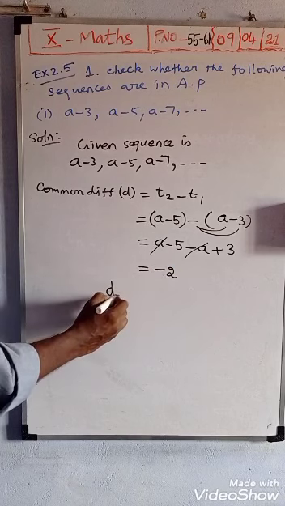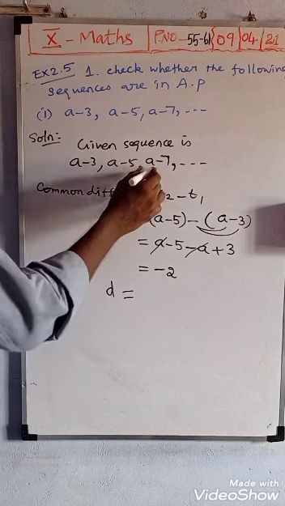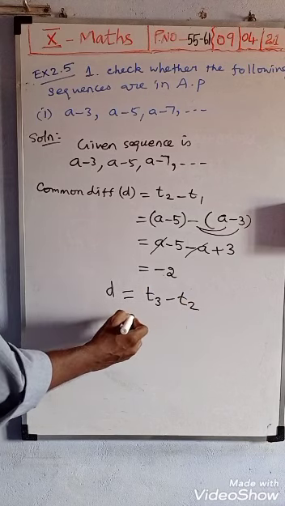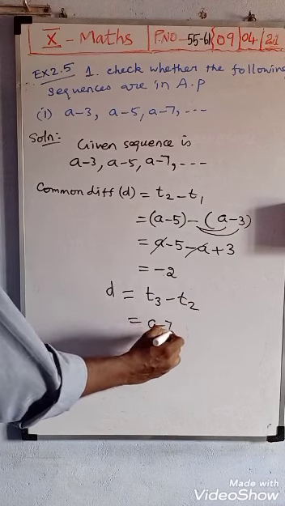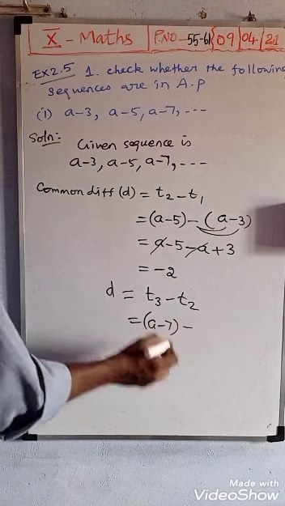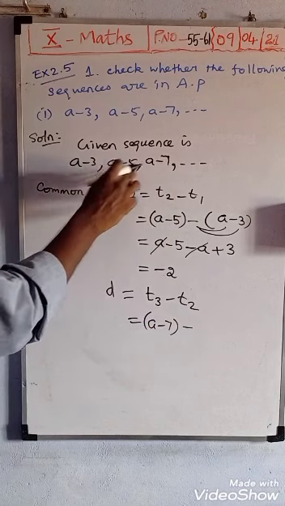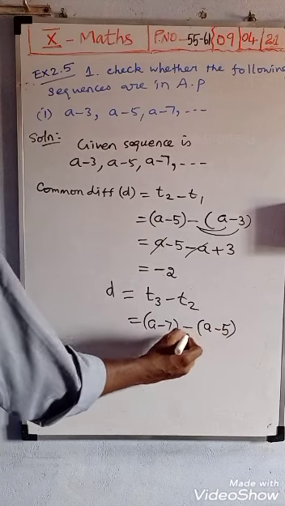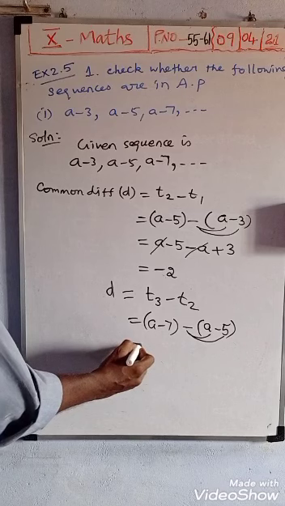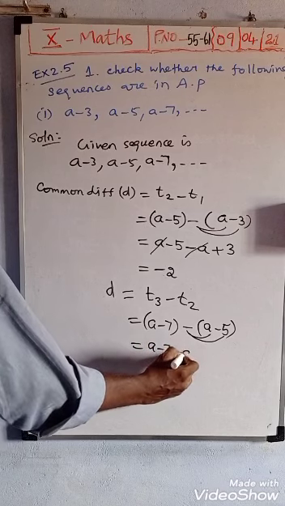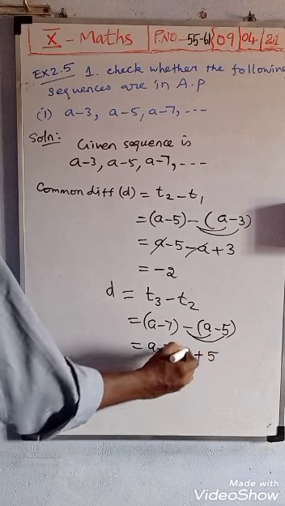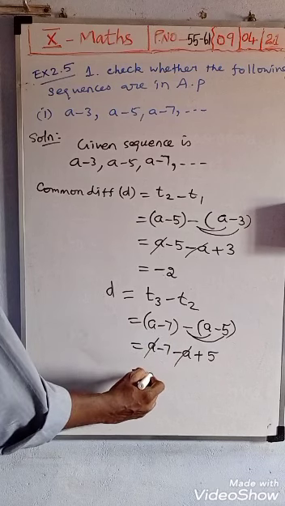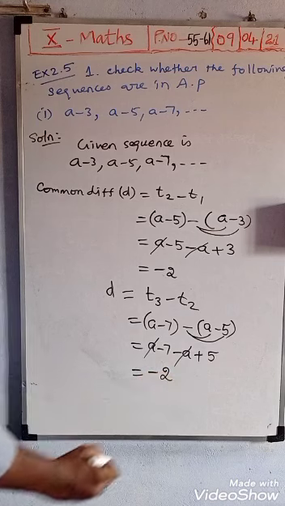Next, again you want to check the common difference, this is t3 minus t2, third term minus second term. So a minus 7 minus (a minus 5). Again this minus is common, so a minus 7 minus a plus 5. Minus a plus a will go, remaining minus 7 plus 5, which means remaining minus 2.